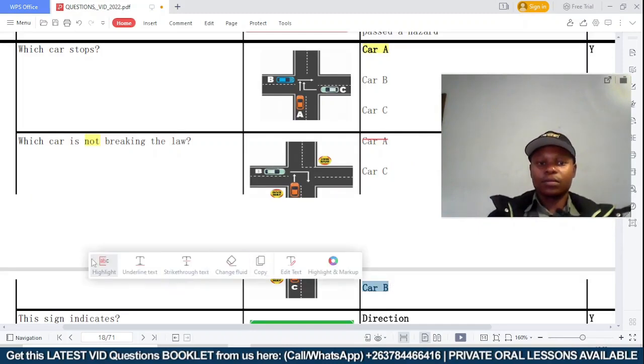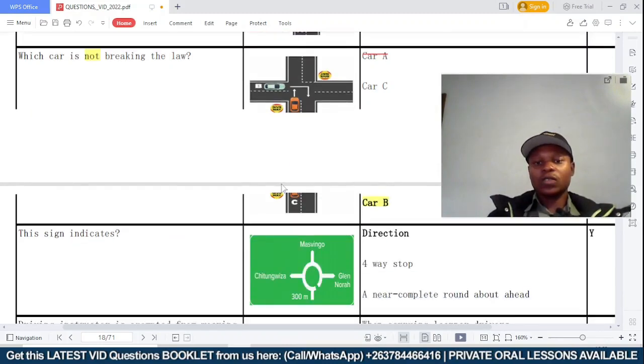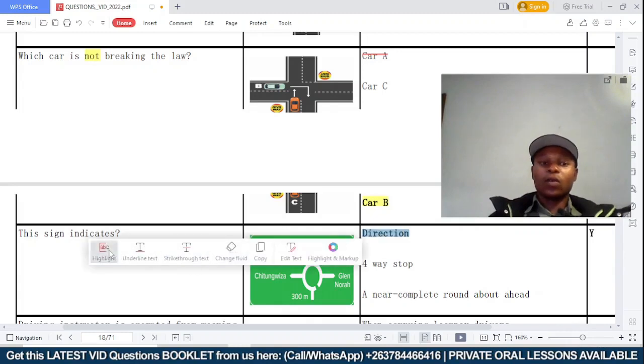Now moving on to the next question. What does this sign indicate? Is it direction, a four-way stop, or a near complete roundabout ahead? So this one is direction. Mafshingo you go here, Chitungiza you go here, Glenview you go here, and we are 300 meters away from this roundabout. So this one is our correct answer here.